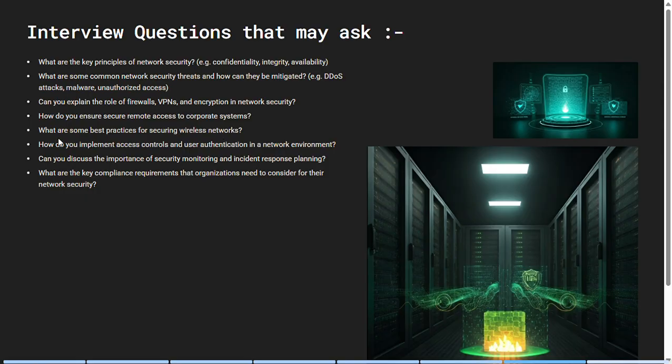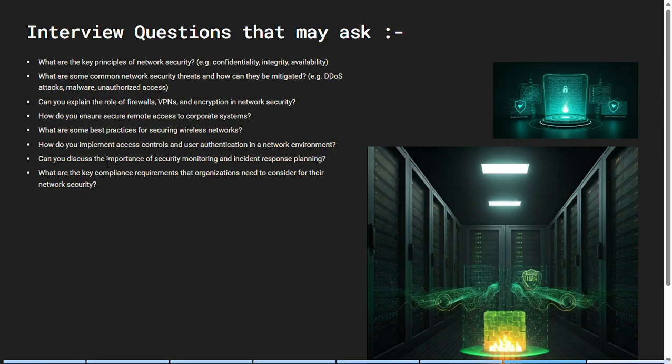Next question, how do you implement access controls and user authentication in a network environment? Role-based access control, user authentication methods, access control lists, audit logs and permission reviews, where we regularly track and update access rights. In this way, we can implement access controls and user authentication in a network environment.